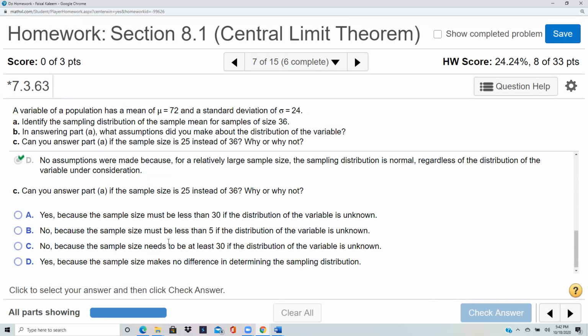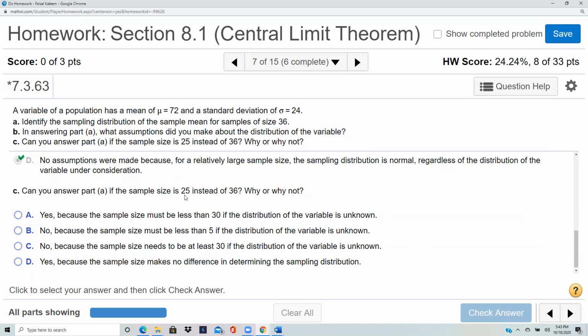Can you answer part A if the sample size is 25 instead of 36? We are not told anything about how the population is distributed. Therefore, in order to work the problem, we had to know that the sampling distribution is normal, which we did in part A because the sample size was bigger than 30. But if the sample size is 25, which is less than 30, then we can't say anything about the sampling distribution, and we have no formulas because the central limit theorem does not apply in that case.